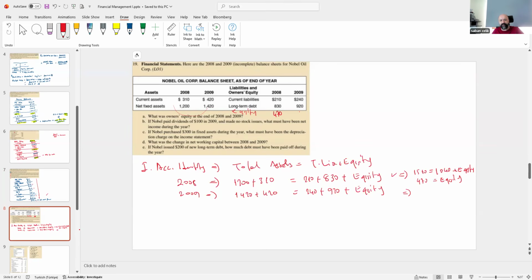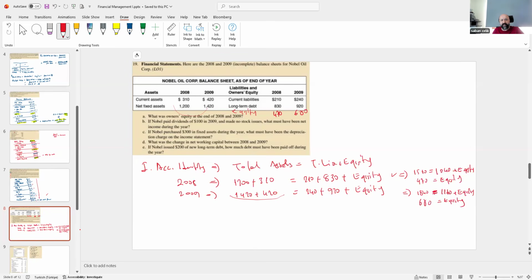And for this year, if you sum this up, it will be 1,840 plus this is going to be 1,160. It should be equal to 1,160 plus equity. Okay, so what might be 1,840 minus 1,160? It's going to be 680, which is equity in 2009. So this is going to be 680.